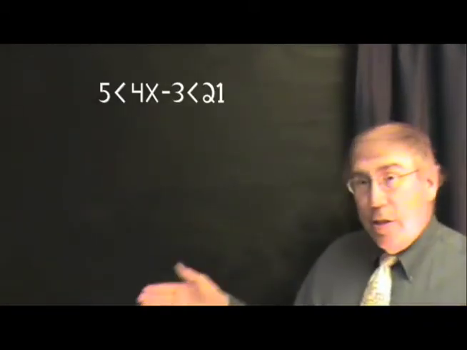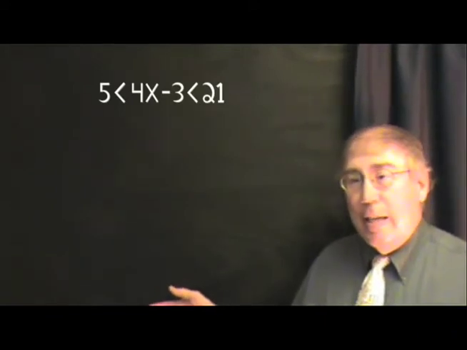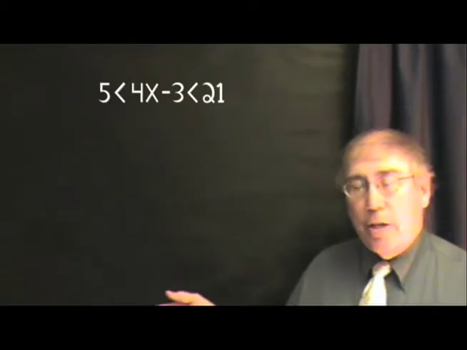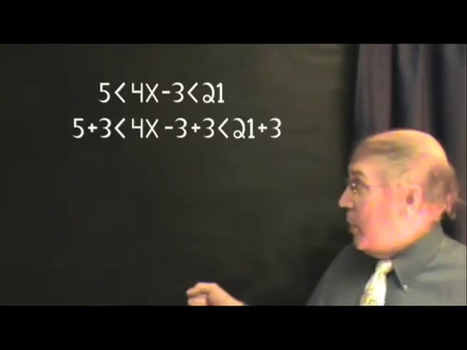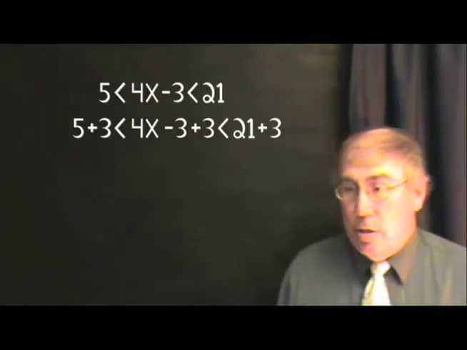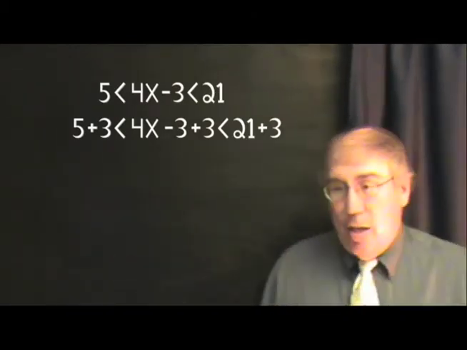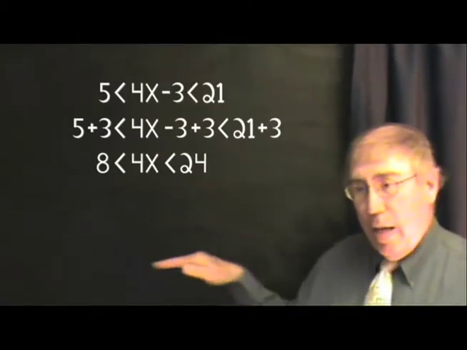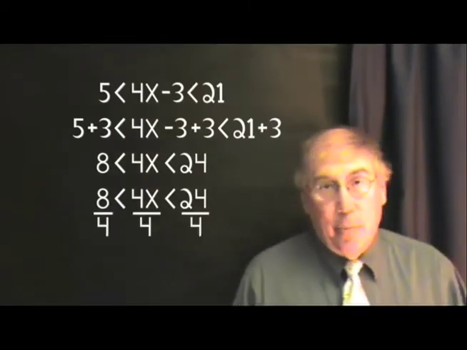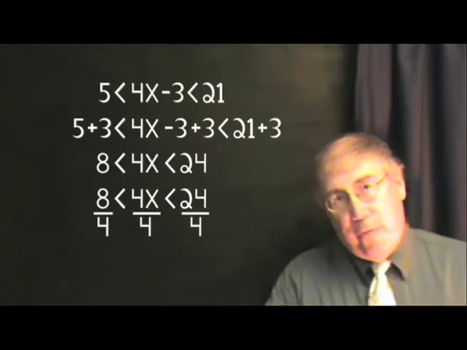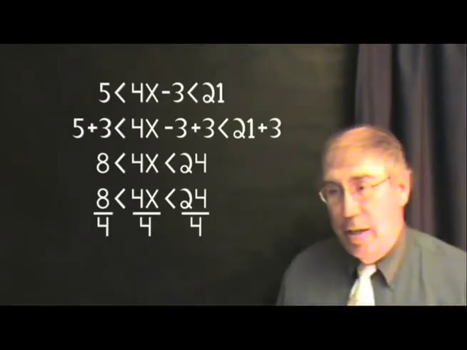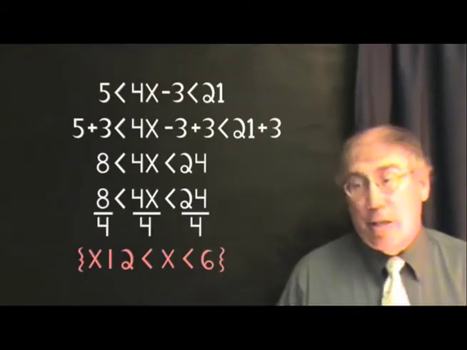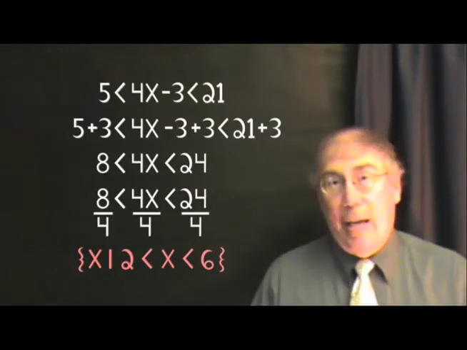Now, here is another way of showing a compound inequality. This is the same as having two inequalities: 4x minus 3 is greater than 5, and 4x minus 3 is less than 21. But in this case, what we're going to do is add 3 to each section, and you have to be sure to add 3 to each section, and then we work that down, and then we're going to divide 4 through on each section there, and we'll end up with x in the middle. And so we get a set of all x's such that x is between 2 and 6.